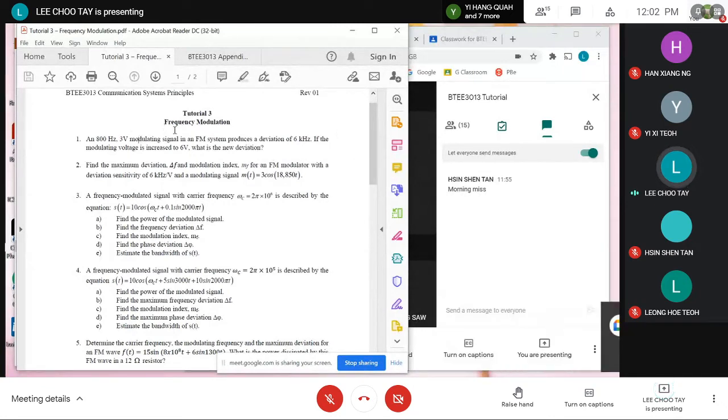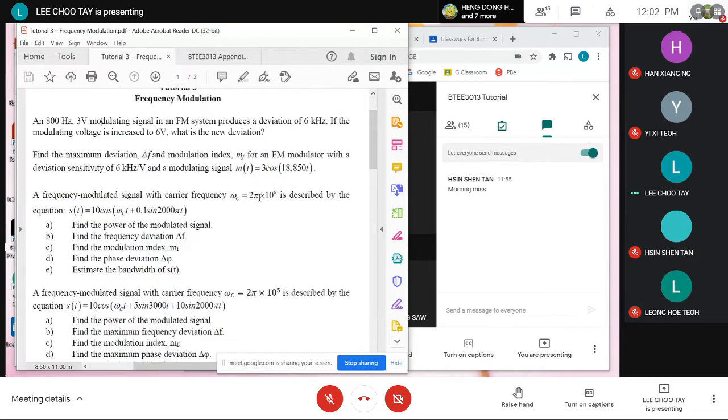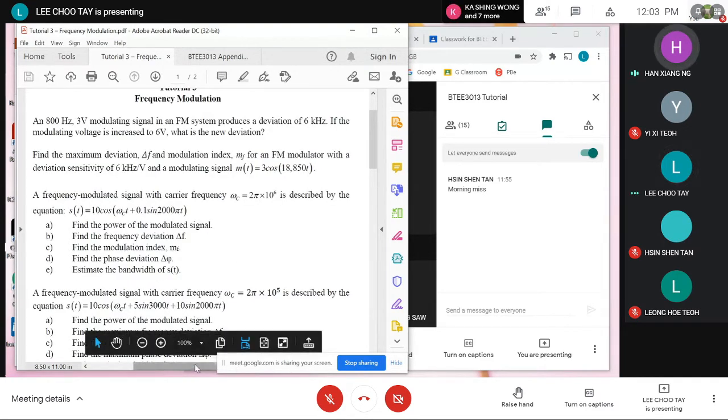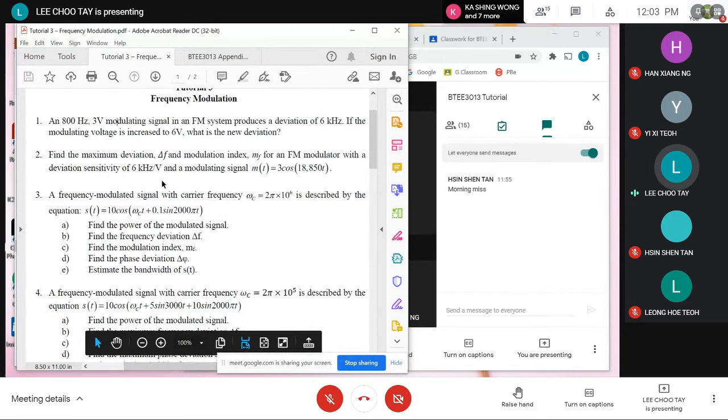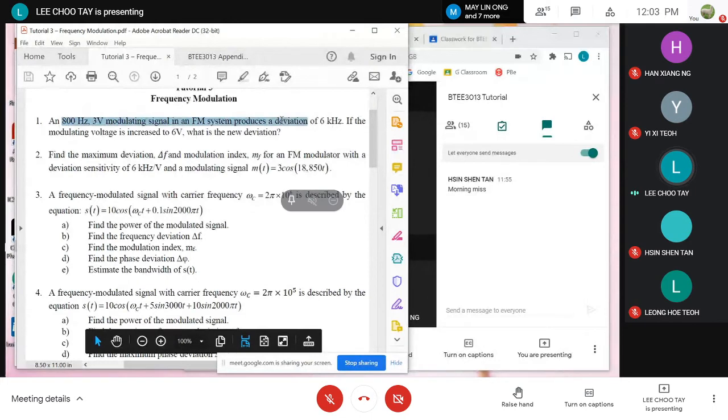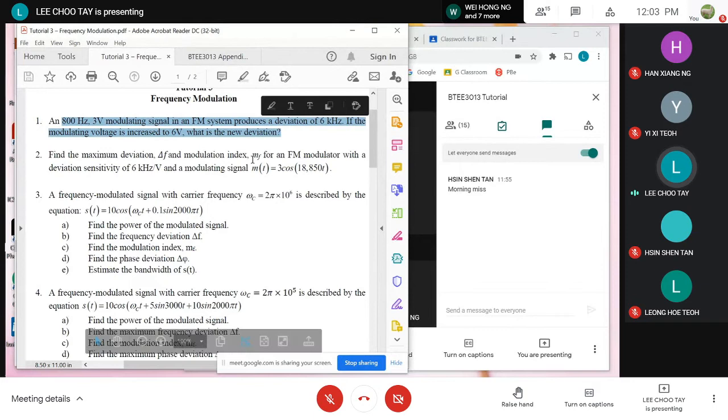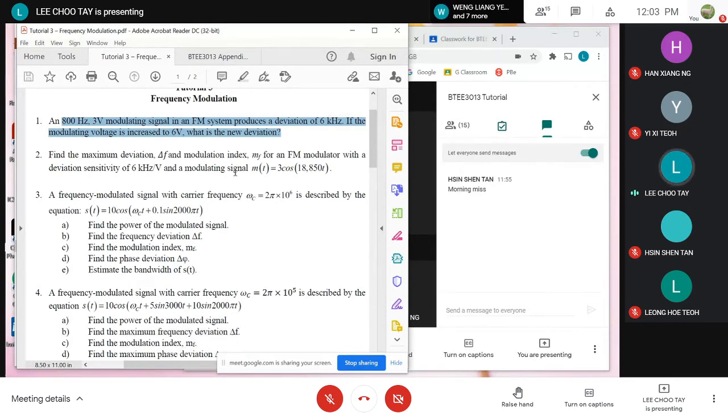Okay, so in tutorial 3, question 1, we have an 800 hertz 3 volt. Can you see my screen? Yes, Miss. All right, good. So we have an 800 hertz 3 volt modulating signal in an FM system produces a deviation of 6 kilohertz. If the modulating voltage is 6 volt, what is the new deviation? All right, so basically when you are given a requirement or questions, you should quickly identify the information that is given.